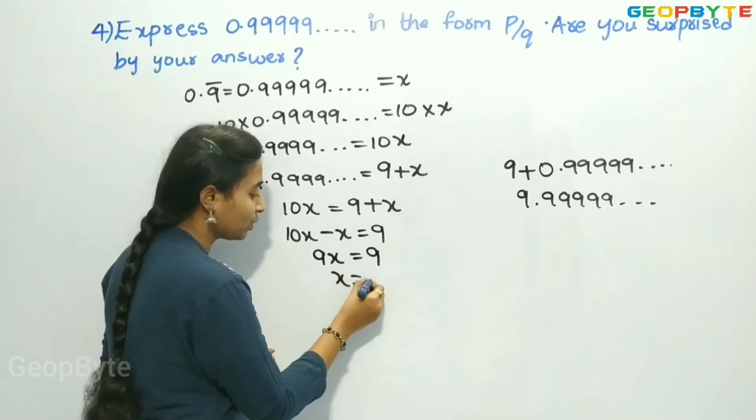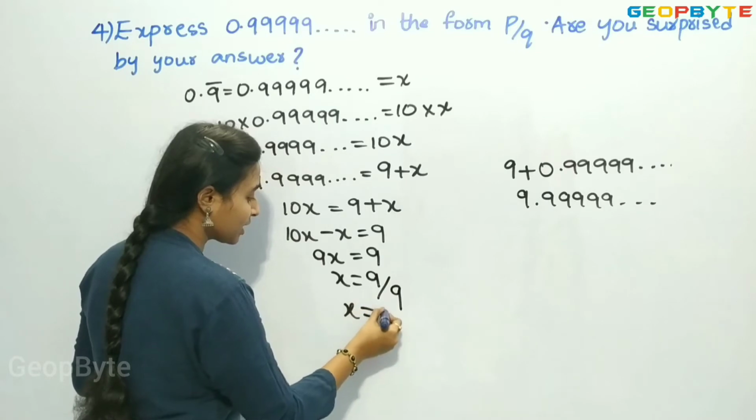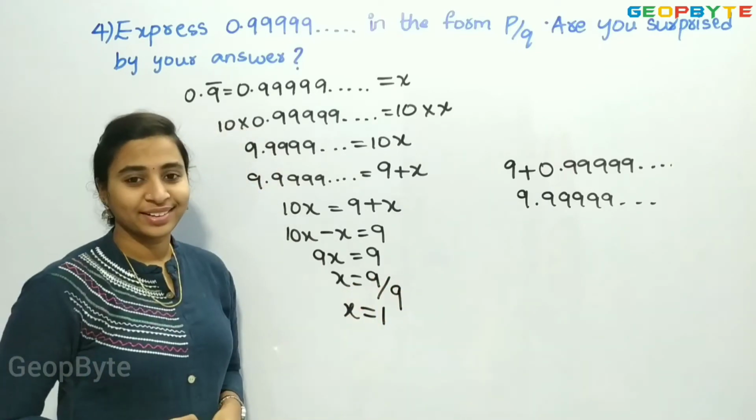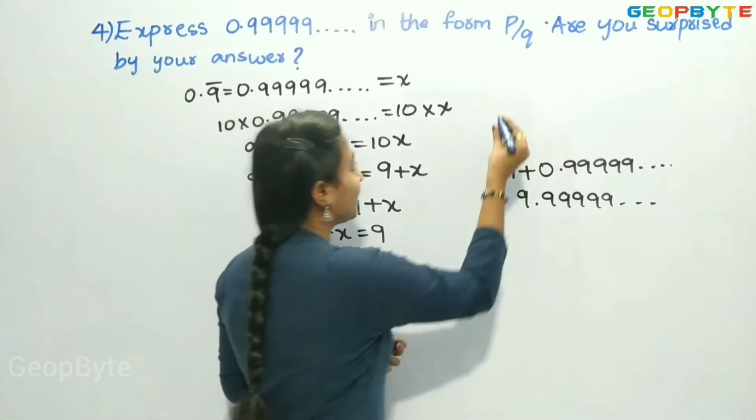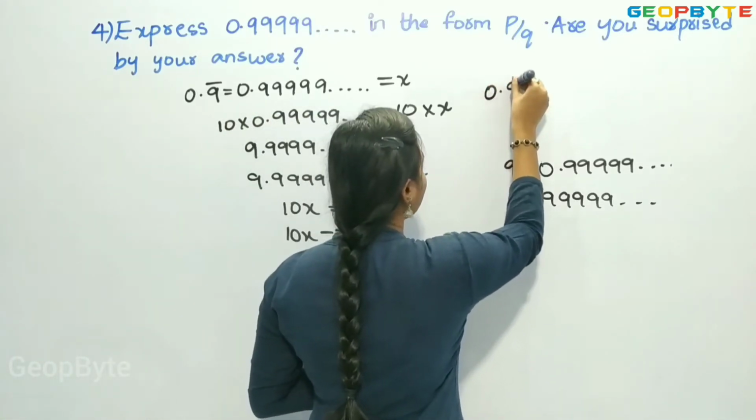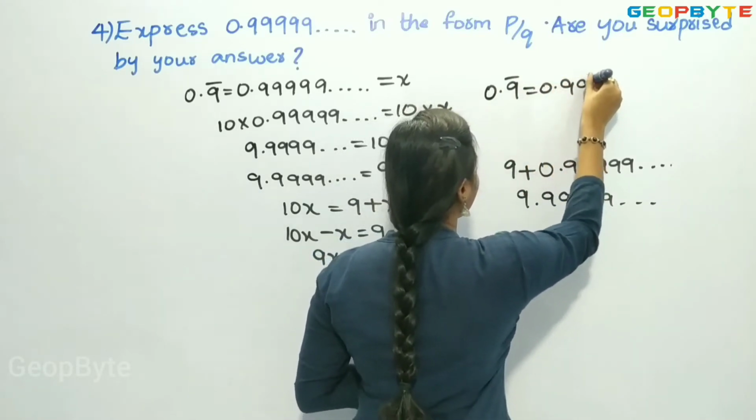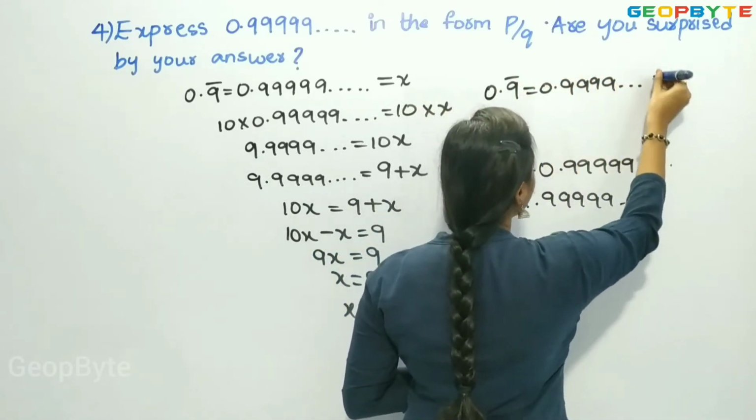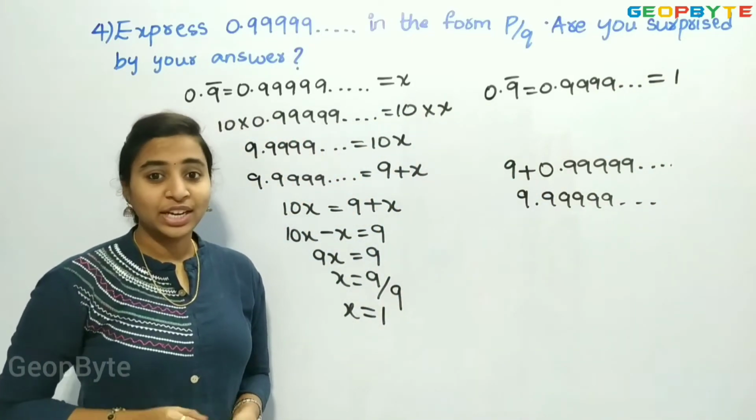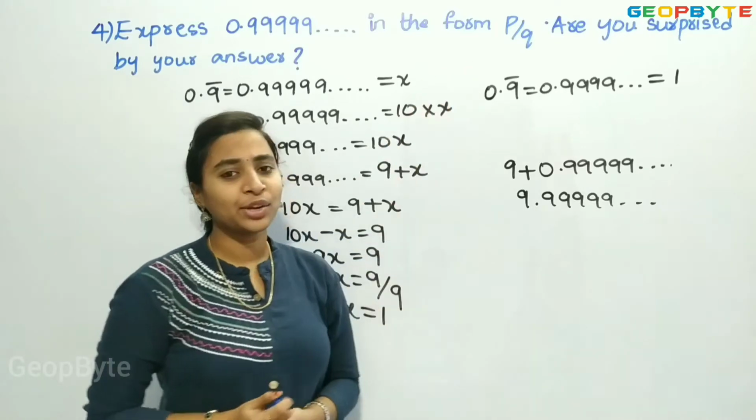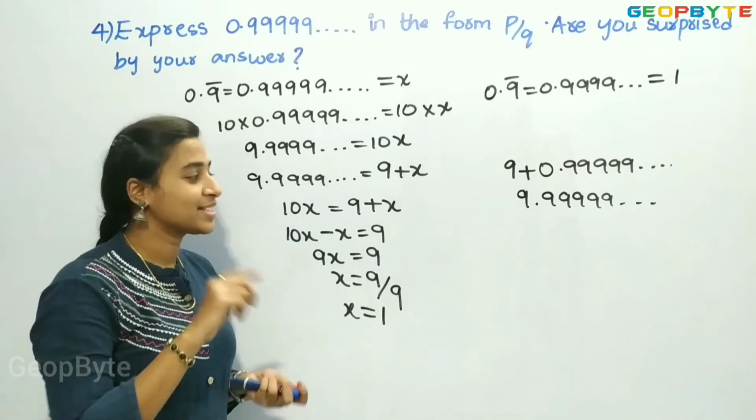x is equal to 9 by 9. Therefore, x is equal to 1. If you see, we got x as 1. That is nothing but 0.9 bar is equal to 0.9999 and so on is equal to 1. We need to get it in the form p by q, but we got 1. So, this is the surprise.